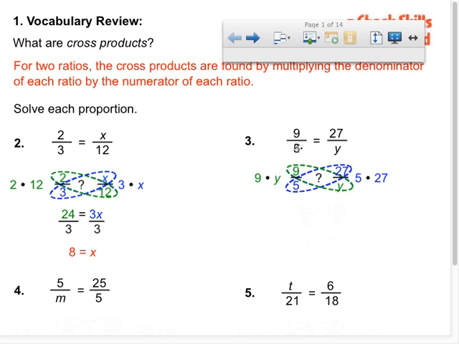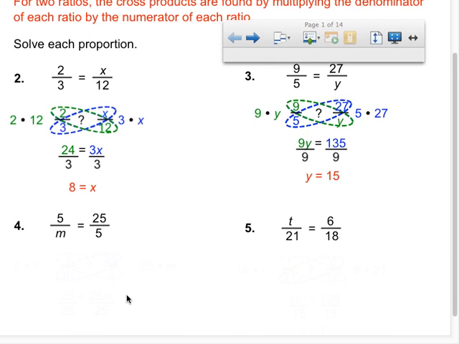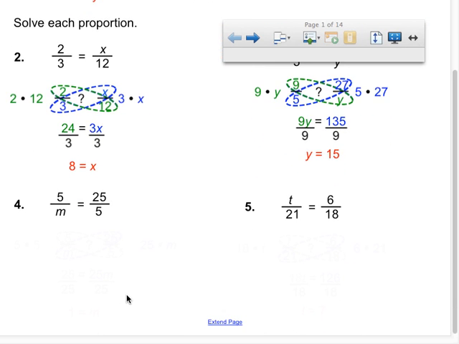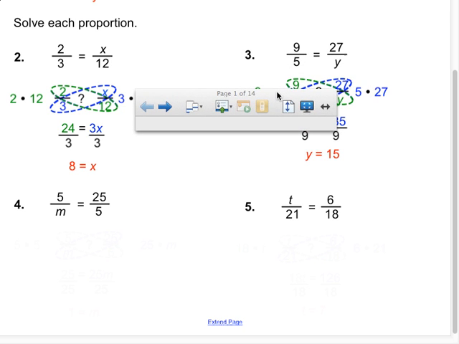Or you could have used cross product. 5 times 27, 9 times y. That gives you 9y equals 135. Isolate y in this case. We're going to divide both sides by 9. And we get the same result that Rudy had using the mental method, y equals 15. Okay. Now, are you always going to be able to use mental method? Not always. When you can, yeah, definitely use the mental method.